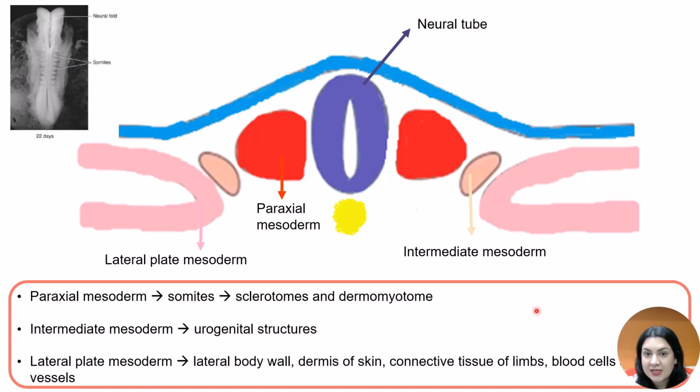The mesoderm itself can be divided into different regions. So you have the lateral plate mesoderm, the intermediate mesoderm, and the paraxial mesoderm. And each of these different regions of the mesoderm are going to contribute to the formation of the different structures or organs in the body.